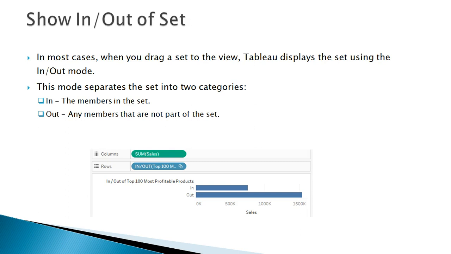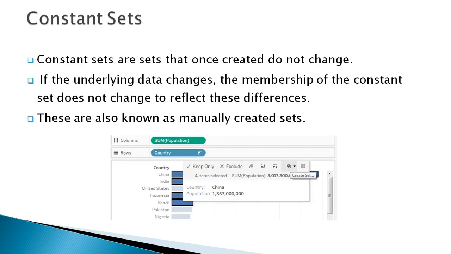When you create a set, it displays two values: In and Out. In are the members that have been included in the set and Out are the members that have been excluded by the set. There are three types of sets: constant sets, computed sets and combined sets. Constant sets are similar to grouping; they are sets that, once created, do not change. Constant sets are also referred to as random sets or fixed sets because they do not change until you manually remove the values from the set.